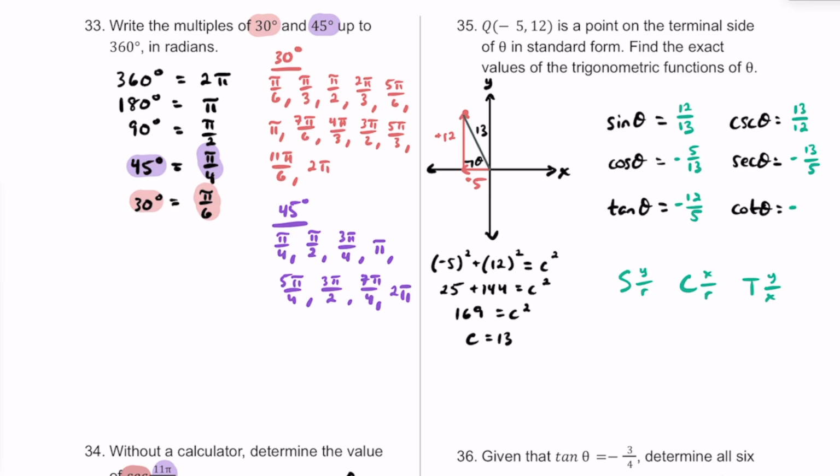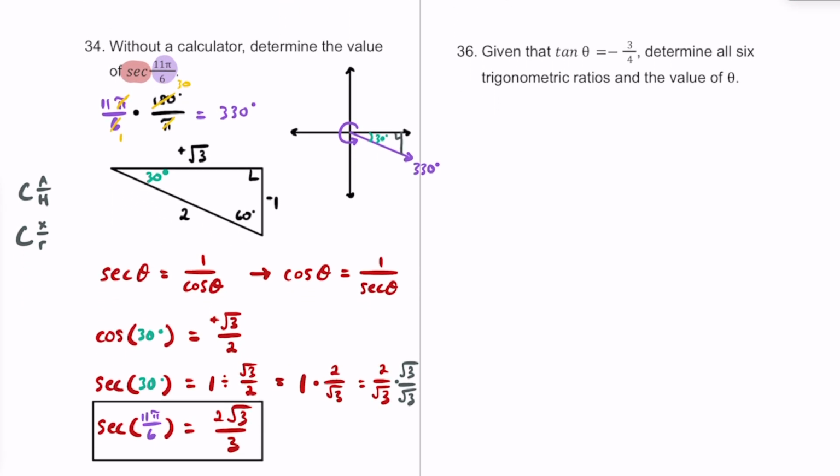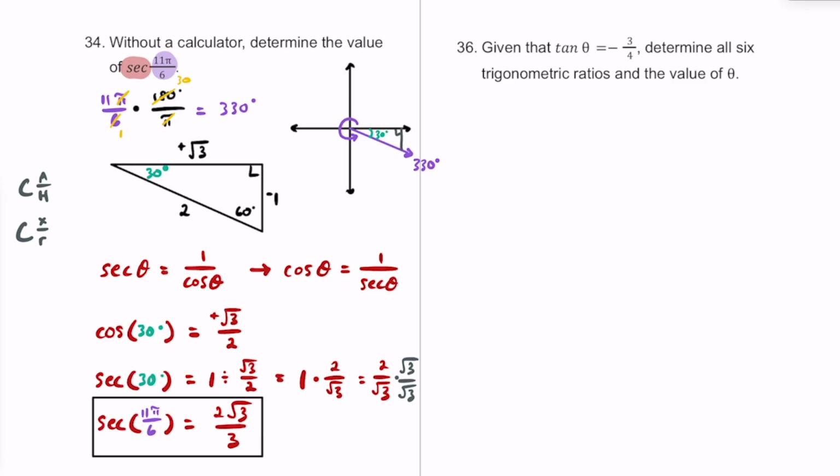And for a cotangent of theta, it's going to be negative 5 over 12. All right, let's check out number 36. And here we're given that tangent of theta is equal to negative 3/4. We're going to go ahead and determine all 6 trigonometric ratios and the value of theta. All right, so let's start by looking at the original equation. We see that tangent of theta is equal to negative 3/4.